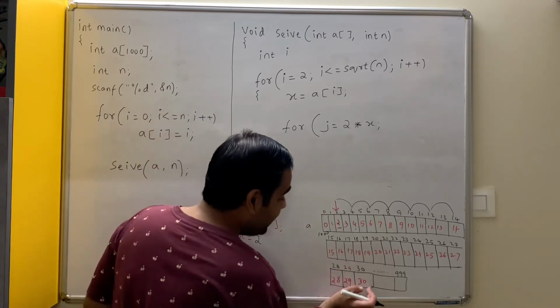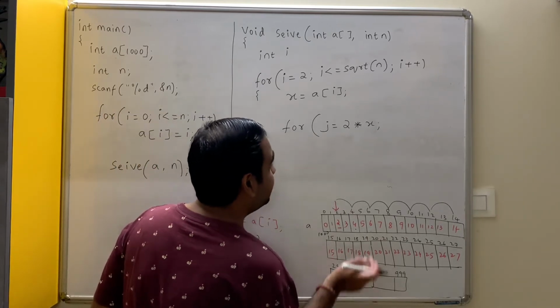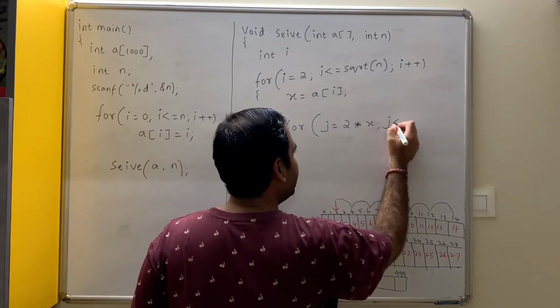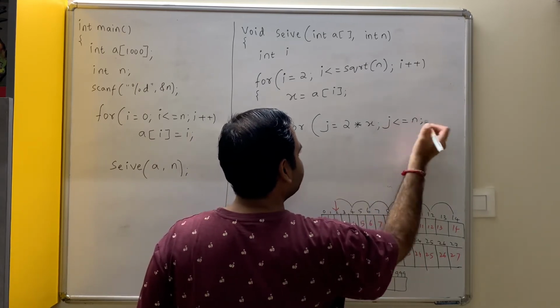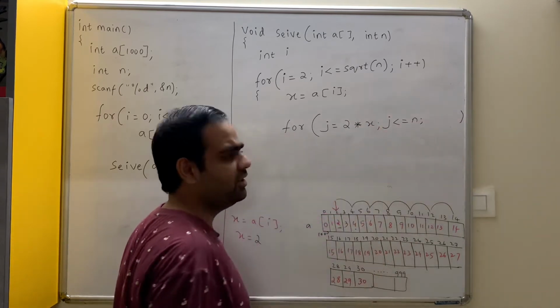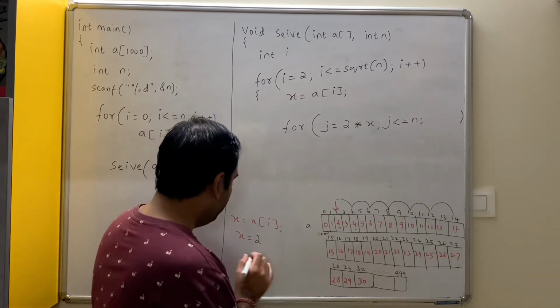And till where do I need to go? Till the value of 30 I need to go. Hence, I say j less than or equal to n. What should be the updation? We will see it in some time. And what do I need to do? Now what is the value of j?